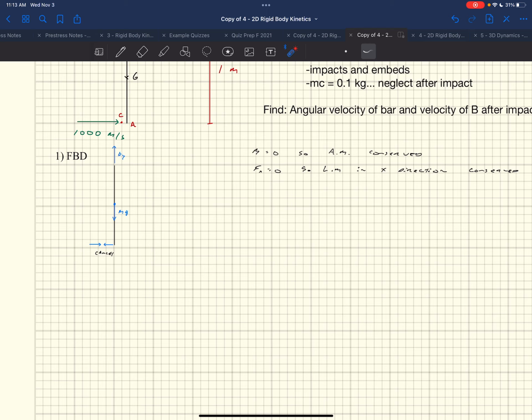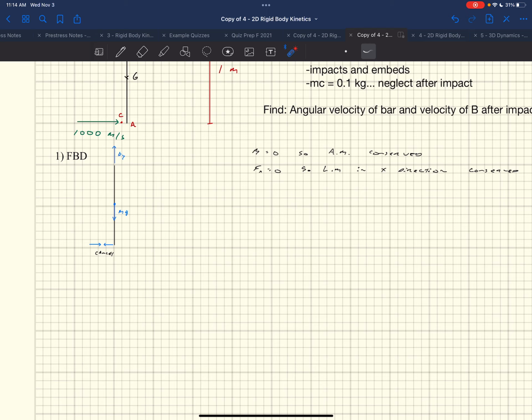I don't know what his name is, but he said this By is an external force. It's outside of our system, right? And the presence of that reaction force will make sure that the linear momentum is not conserved in the y direction. Same thing, if I had a Bx there, linear momentum would not be conserved in that direction because it's an outside force. It'll get bigger when the bullet strikes it. So I like that explanation.